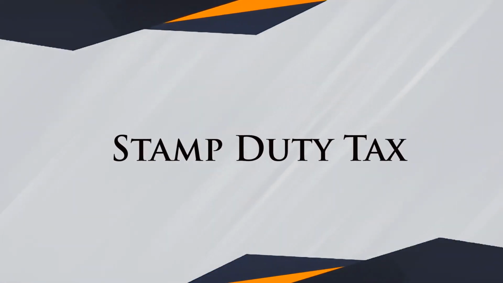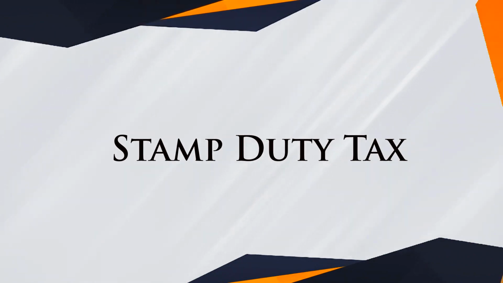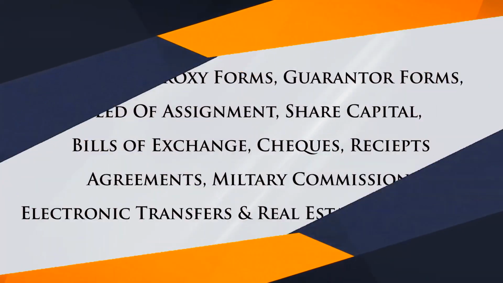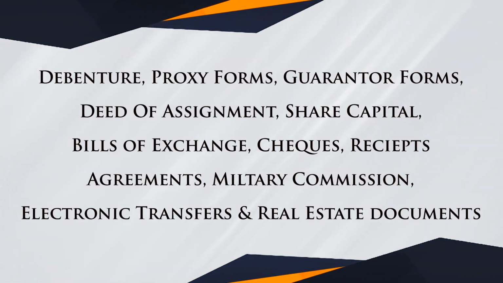Now, the next type of tax we'll be focusing on is the stamp duty. I'm sure a lot of you are familiar with the word stamp duty. You probably use it without truly understanding what it is. This is the type of tax that is applied to legal instruments. It's applied to documents such as debenture, proxy forms, guarantor forms, deed of assignment, share capital, bills of exchange, checks, receipts, agreements, military commissions, electronic transfers, and even documents for the acquisition of lands or buildings.